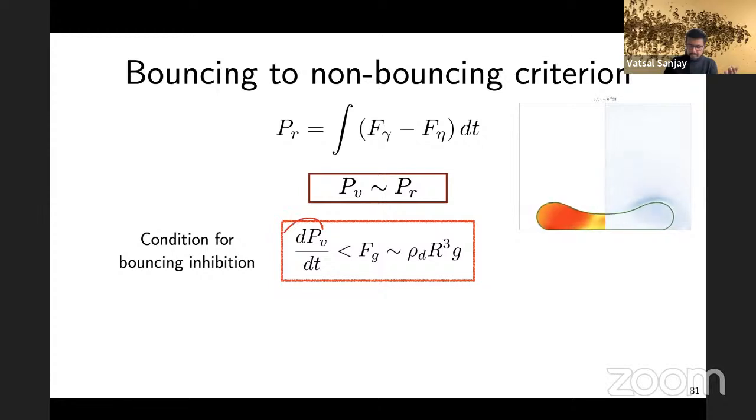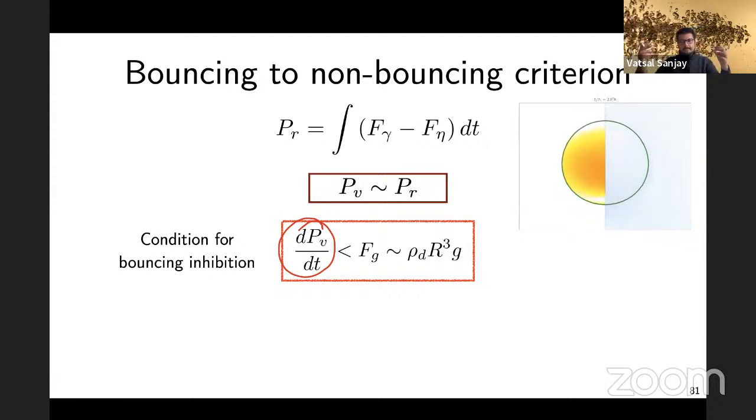And this, by the way, is also related to the second impact peak that we saw in the previous talk, and that's how we got this idea about trying to come up with a scale of how much this dp/dt would be. And if that force that is coming from the substrate is smaller than the weight of the droplet, which is this gravity Fg, then the drop will not bounce.